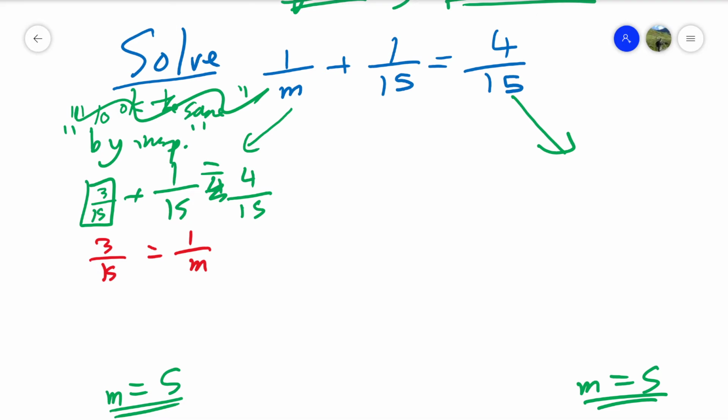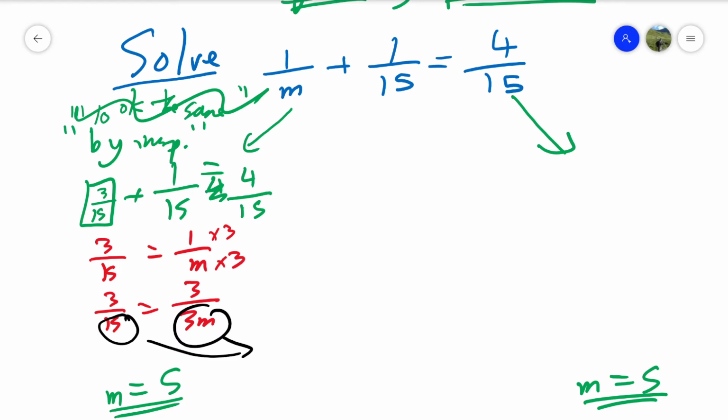How can we do this? Well, we need to make them look the same. So what if we times the top and the bottom of this fraction by 3? So we've got 3 over 15 equals 3 over 3m. Aha! So that means by inspection, these two must be the same. So 3m equals 15, divide by 3, m equals 5.